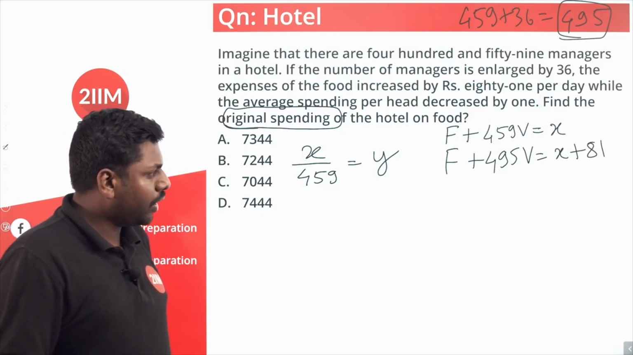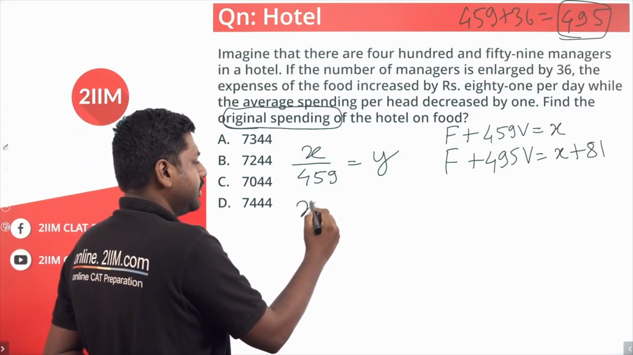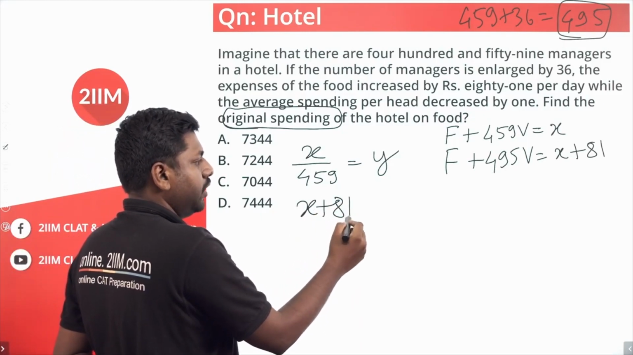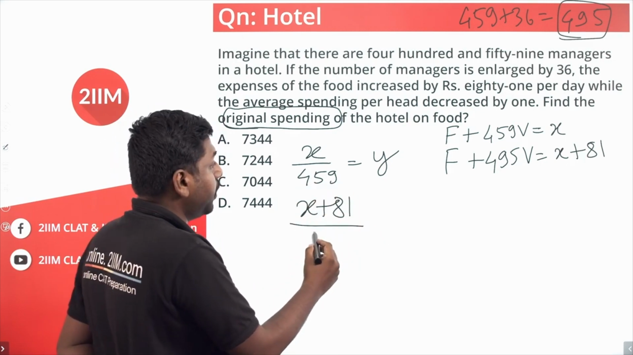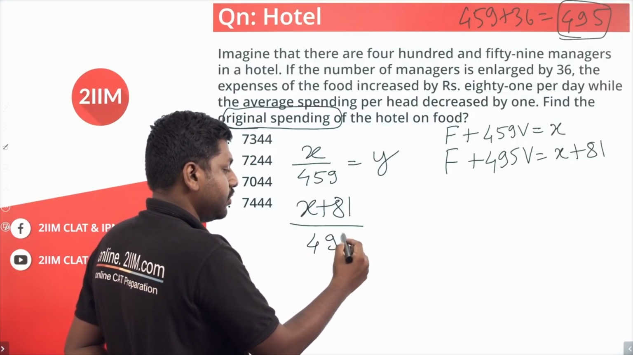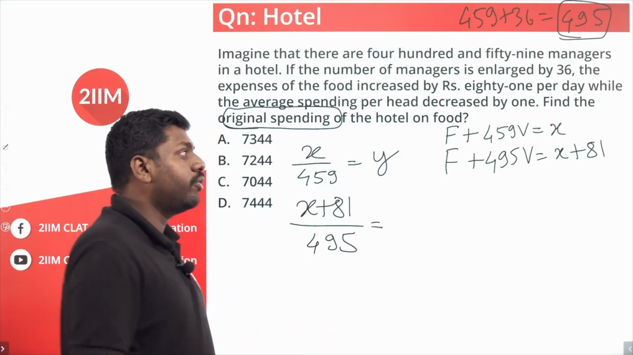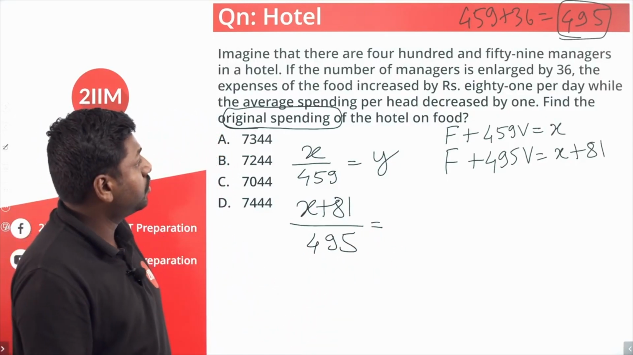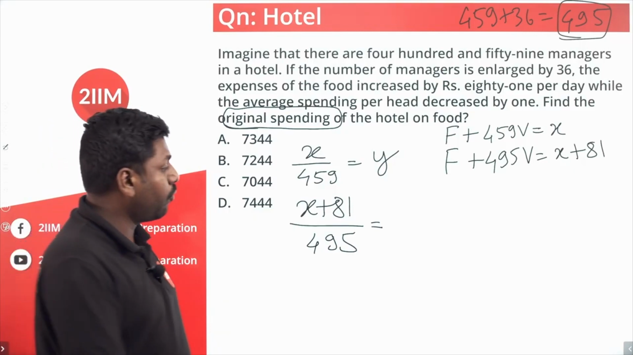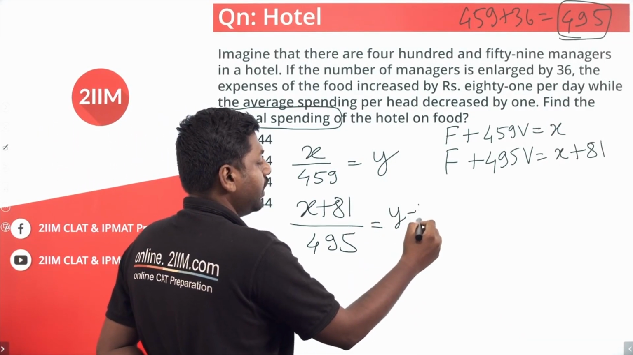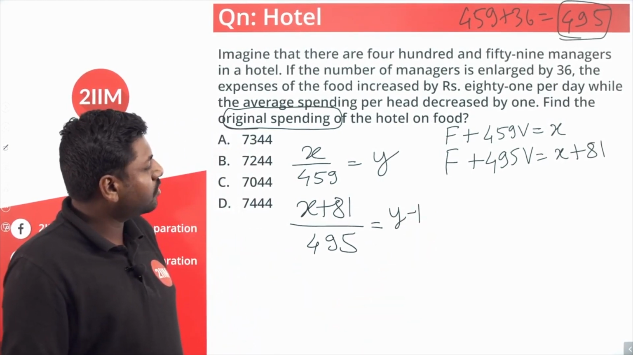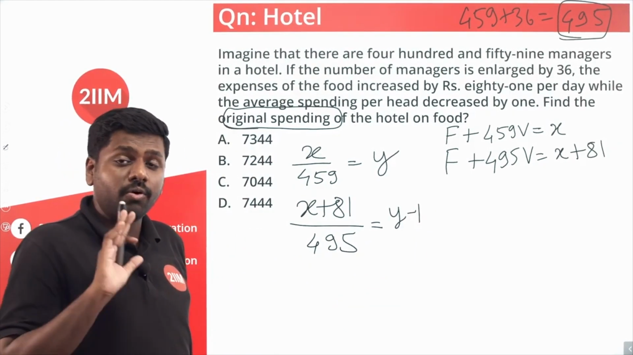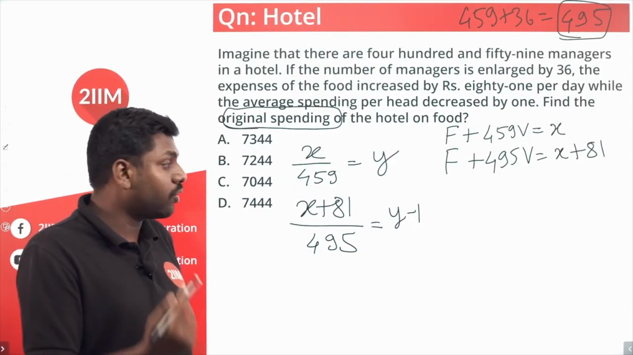Now what happens in the second case? x plus 81 rupees is spent not by 459 managers, but by 495 managers. What do we know about the new average? The average decreased by 1, so this is y minus 1. So we know this much information. Now can we figure out x or y? Our final goal is to figure out x, but first can we figure out y?